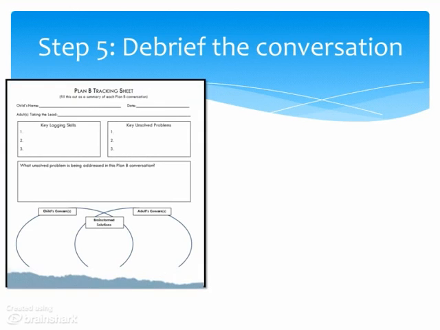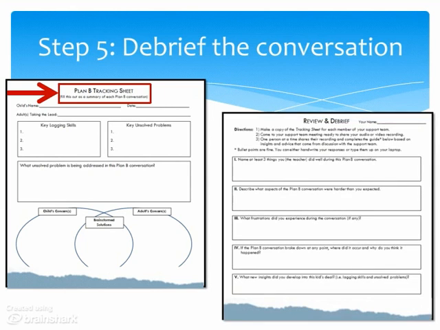The Plan B tracking sheet helps us track a student's progress over time by recording how many unsolved problems have been durably solved. The review and debrief side of this same piece of paper asks a number of questions to help you pull out new information and insights based on the recent Plan B conversation.